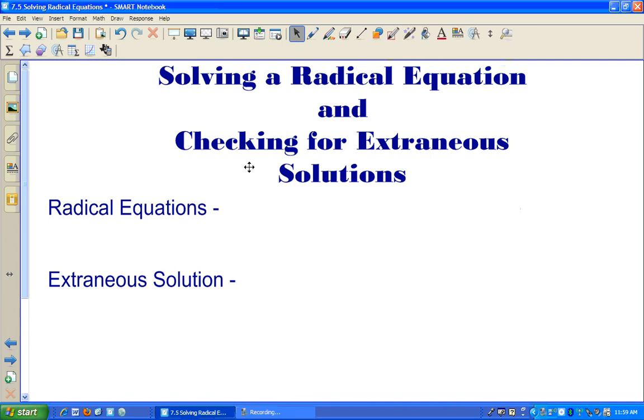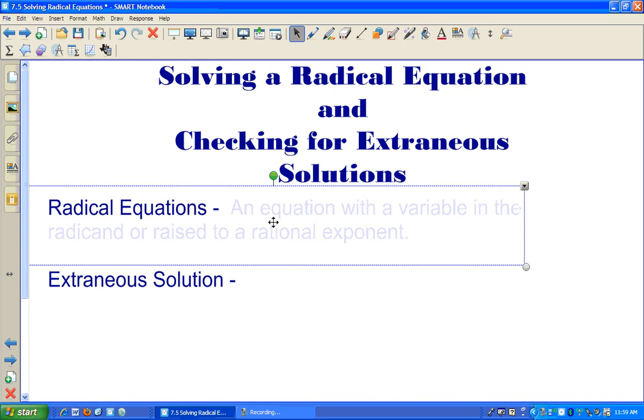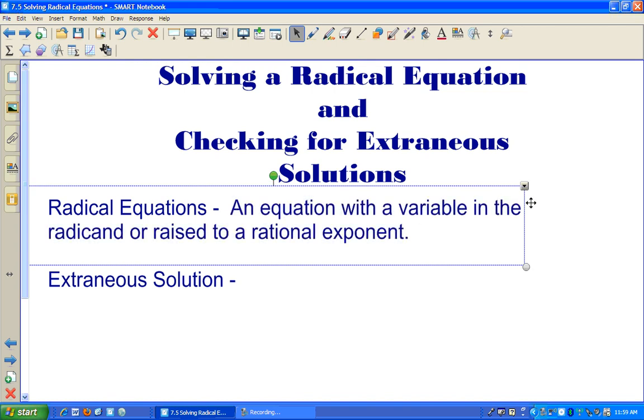This is an example on solving a radical equation and checking for extraneous solutions. First, let's make sure we understand the vocabulary. As far as a radical equation is concerned, a radical equation is an equation with a variable in the radicand or raised to a rational exponent.